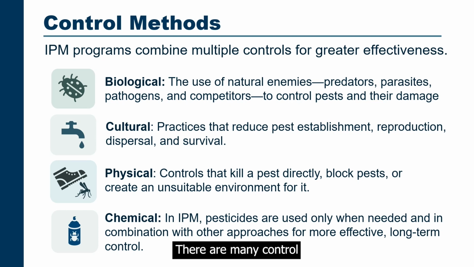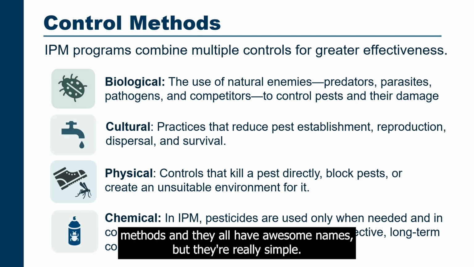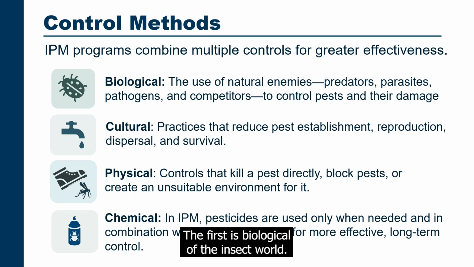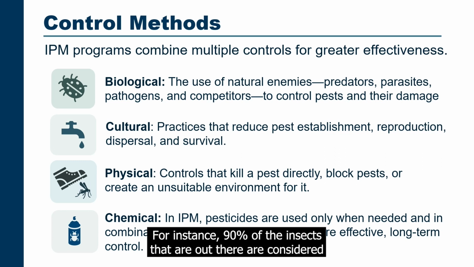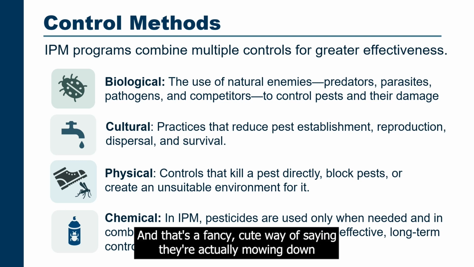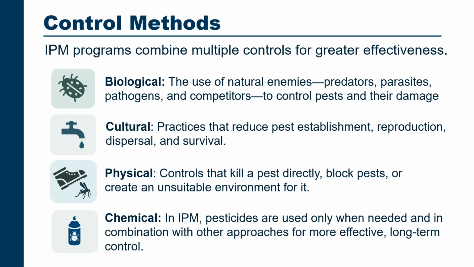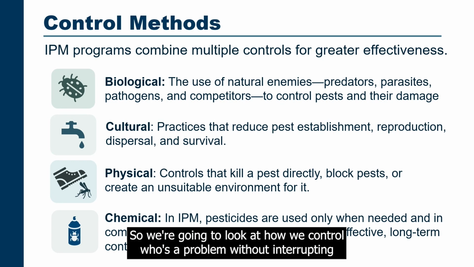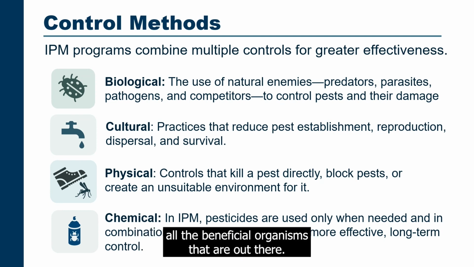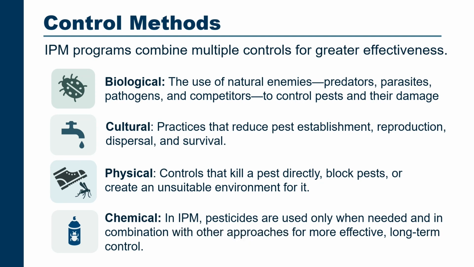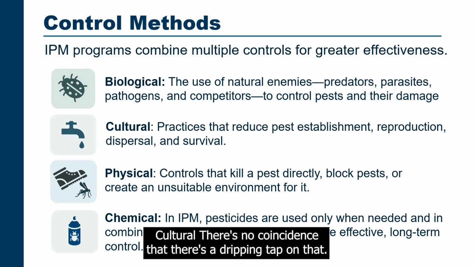There are many control methods and they all have awesome names, but they're really simple. The first is biological. Of the insect world, for instance, 90% of the insects that are out there are considered beneficial. And that's a fancy, cute way of saying they're actually mowing down all the non-beneficial insects that are a problem. So we're going to look at how we control who's a problem without interrupting all the beneficial organisms that are out there.